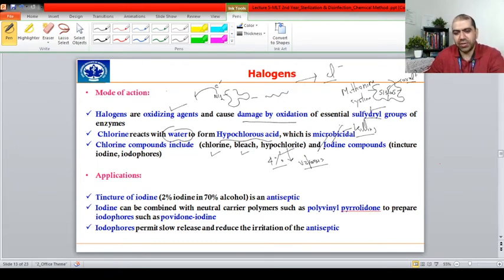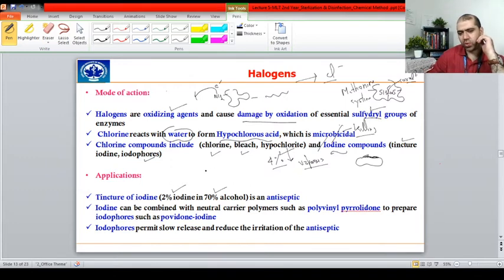Now coming to the iodines, if you have sometimes been injured while playing as a kid, you will see that doctors used to put some iodine on the surface of cotton. Okay, and then put it on our wounds if there's a wound on our leg or hand. So this is called tincture of iodine. If you use iodine on your wounds, and we also have iodophores. Now the application is tincture of iodine. Usually it's 2% iodine and 70% alcohol.